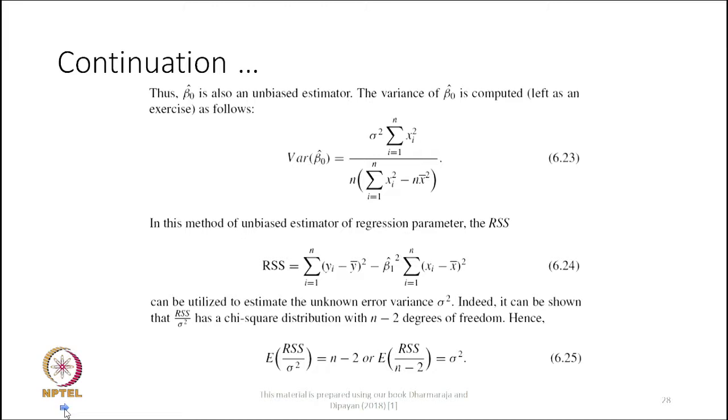Once we concluded that beta naught cap is also an unbiased estimator, we are finding the variance of beta naught cap. Earlier we have found the variance of beta 1 cap. The similar exercise we are doing for the variance of beta naught cap also.